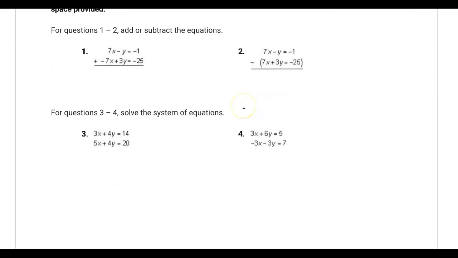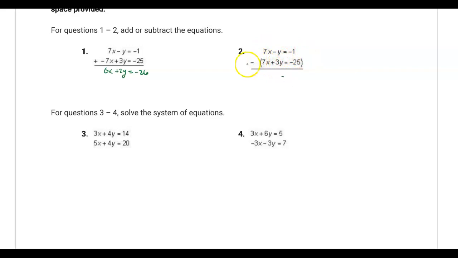We're going to go down to these questions real quick. When they talk about adding these together, right away you're just adding everything vertically, keeping track of the signs. What is 7x plus negative 7x? That's 0x. Negative y plus 3y is going to give you plus 2y equals negative 1 plus negative 25 is negative 26. Okay? But now the second one, right?